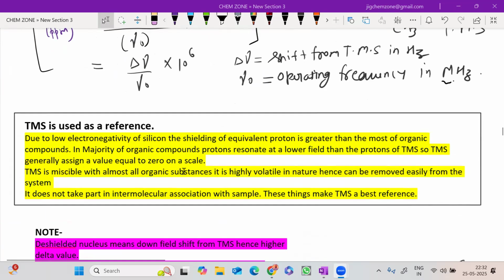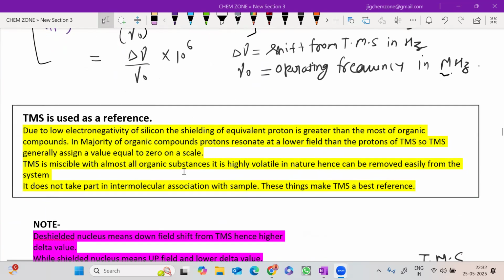Now, why do we use TMS as a standard? TMS is miscible with all the organic substances, as well as it is highly volatile in nature, having a low boiling point, so we can remove it from the sample easily, and it does not participate in chemical association or dissociation. As well as, the most important thing is that it resonates at a very high field. Most of the organic protons resonate at a lower field than the proton of TMS.